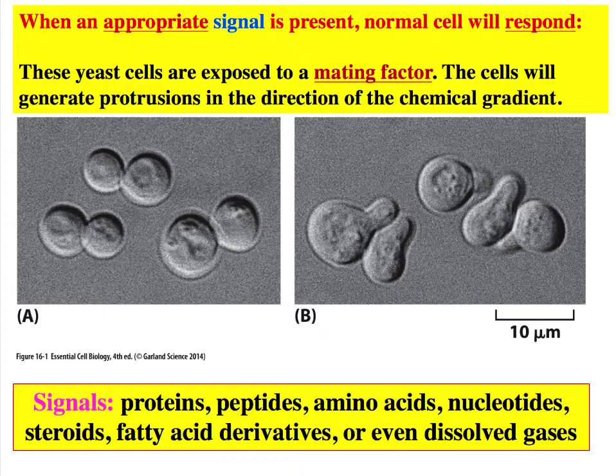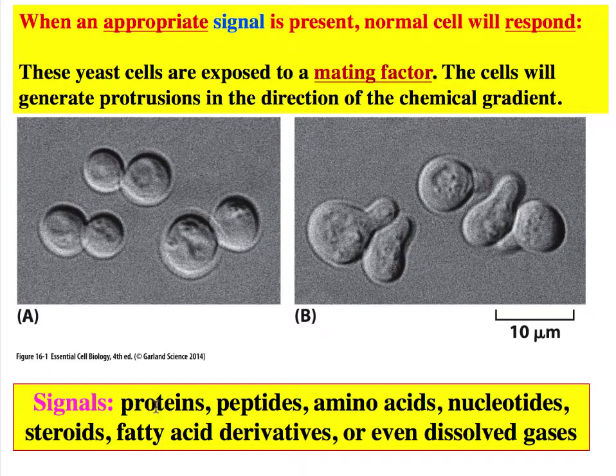So here we have an example of yeast cells before a signal and then after the application of the signal. In this case, the signal is a protein, and that protein is a mating factor, which entices these cells to grow towards target cells where they can then perform sexual reproduction. Regardless, the signals are the important thing that gets everything going.